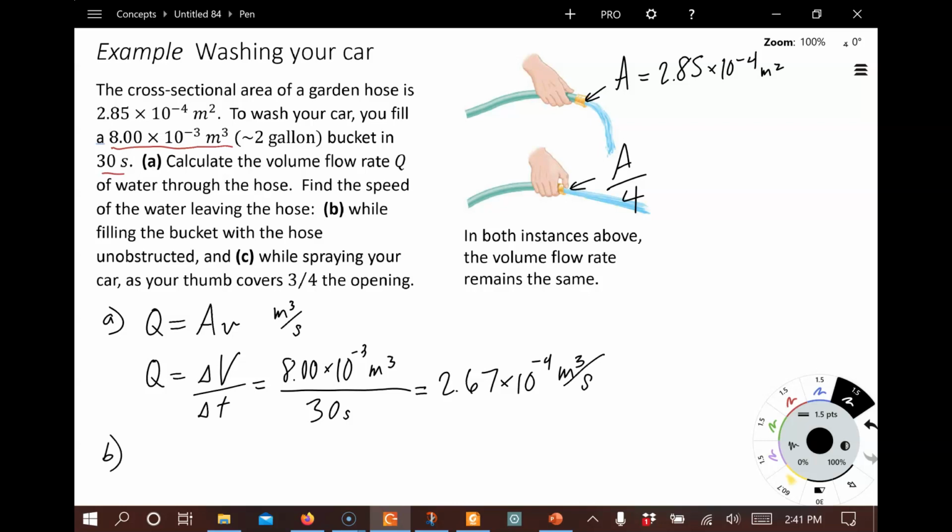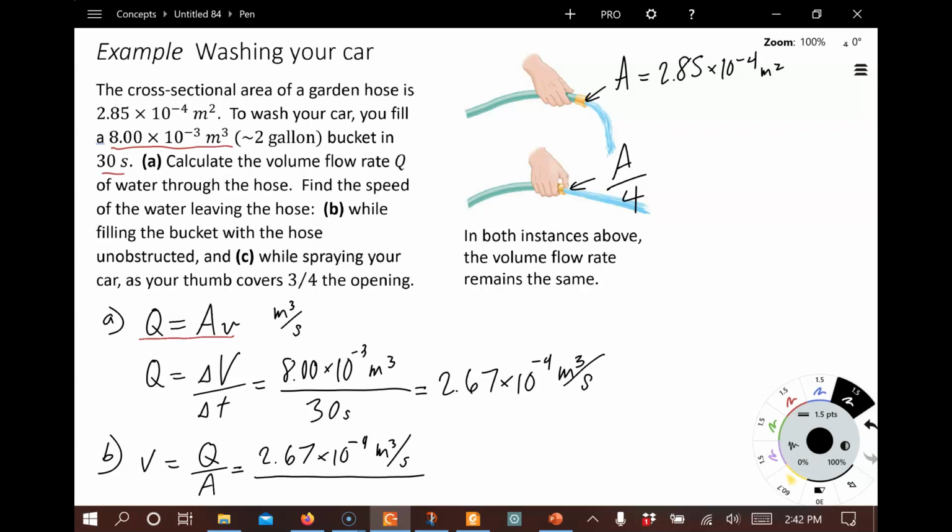All right, let's look at part B. Find the speed of the water leaving the hose while filling the bucket with the hose unobstructed. So that's going to be the unobstructed area A that's given, and using the equation here for volume flow rate related to cross-sectional area and speed, we can solve for that speed. So the speed V, I need to divide Q by A, the area of the hose. And we know what Q is here, 2.67 times 10 to the -4th meters cubed per second.